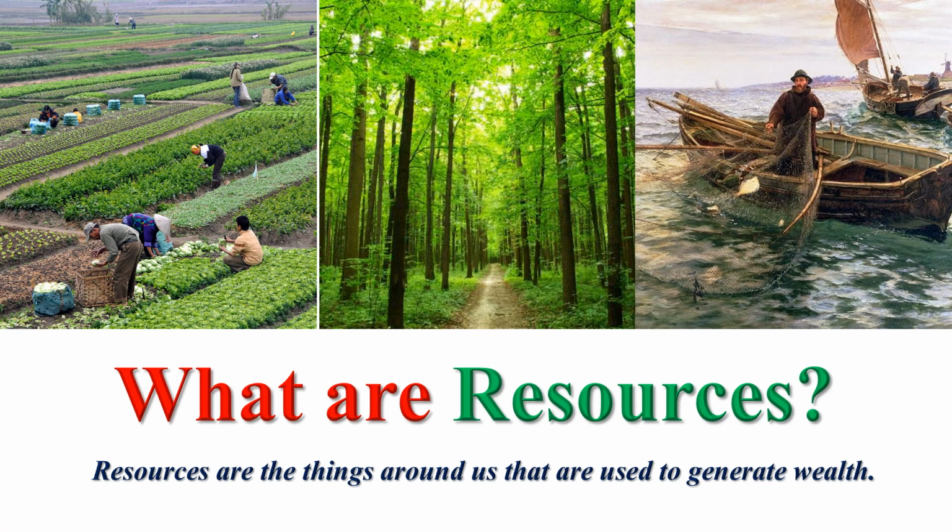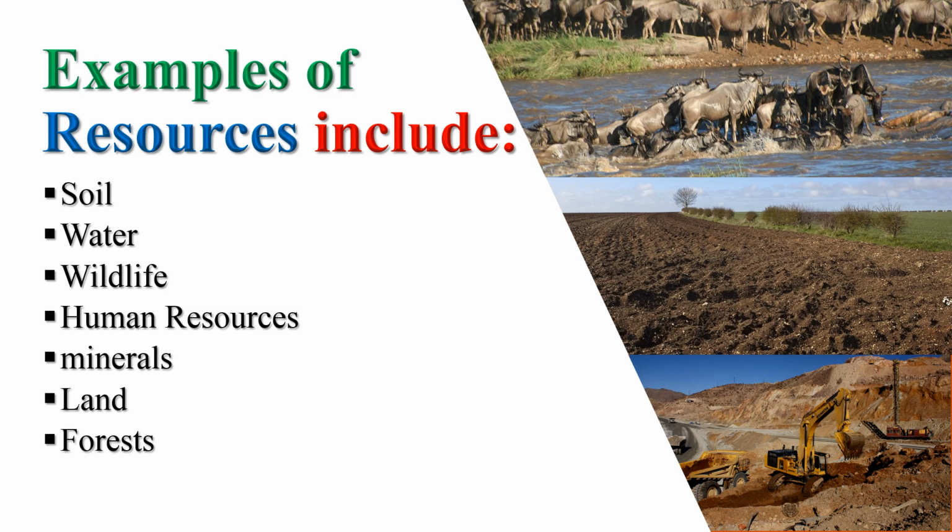So to start us off, based on the images you're able to see on the screen, what are resources? These are things around us that are used to generate wealth. If you check on the images, all the things that you are seeing are used to generate wealth to us. This is what we call resources. So the resources that we are blessed to have are forests, minerals, land, human resource, wildlife, water, and soil.